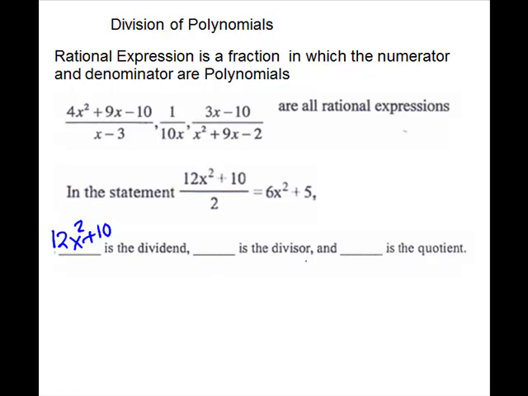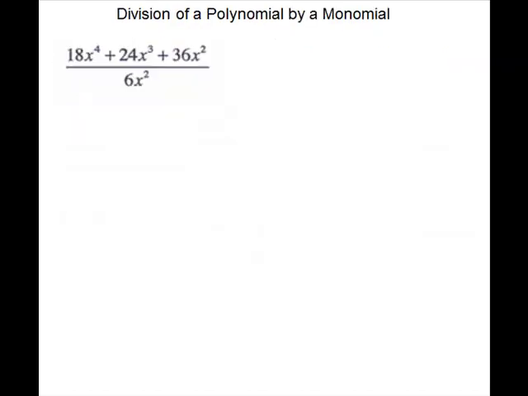Next, for the divisor, 2 is the divisor. Whatever you divide by is the divisor. It can be written underneath, or if you have horizontal form, it's after your divide sign. The answer to a division is the quotient. So 6x squared plus 5 is the quotient.